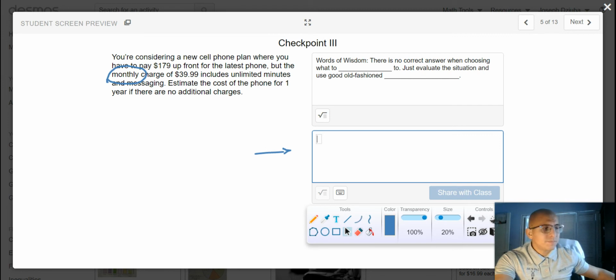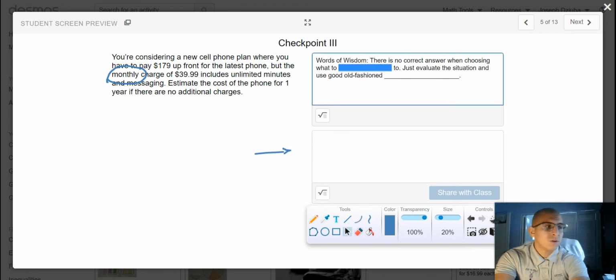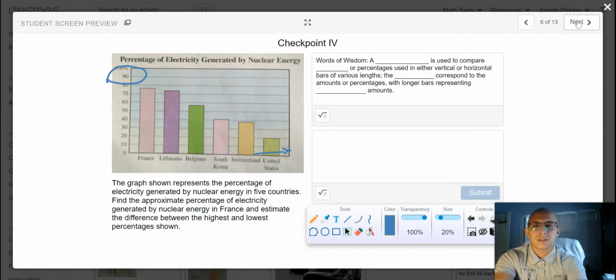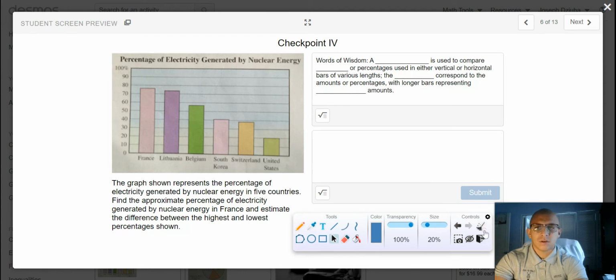Words of wisdom: there is no correct answer when choosing what to estimate to. Just evaluate the situation and use good old-fashioned common sense. Now, in this instance, if you want to be specific, you can, but we're estimating the cost for the phone, because we're trying to do some quick math, make sure that it fits into our budget, etc. Let me clear this. There we go.